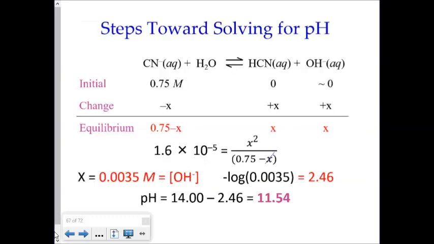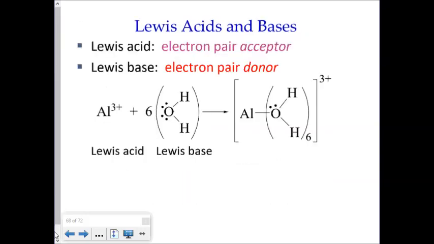I worked it all out, but it's in the PowerPoint here, so you're welcome to check it out. About Lewis acids and bases. The Lewis acid is the electron pair acceptor, and the Lewis base is the electron pair donor. So it's kind of the opposite idea of the Bronsted-Lowry definition, where we're talking about the donors and acceptors, except what you're donating and what you're accepting are different things.